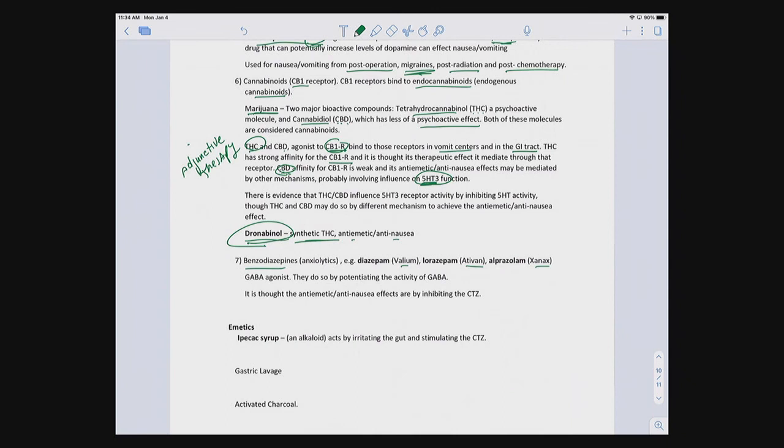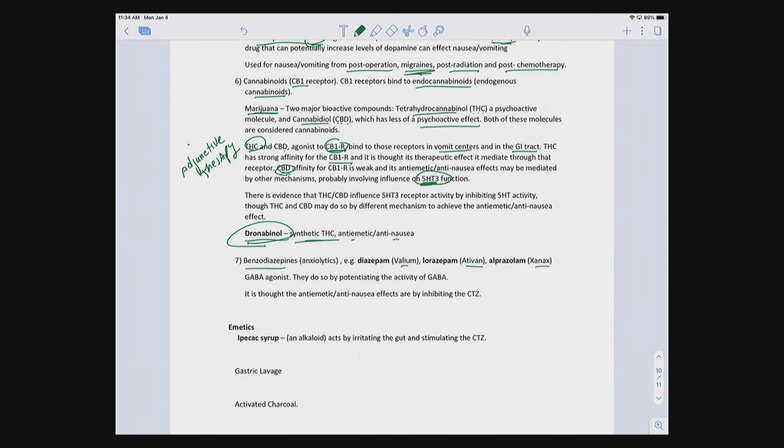But the reason that the benzodiazepine is considered an agonist is because it potentiates the activity of GABA. So when GABA binds to the GABA receptor, if a benzodiazepine is bound to it at the same time, that chloride channel is going to remain open longer, allowing more chloride to go into the neuron, therefore further hyperpolarizing that neuron, making it difficult to have an action potential.